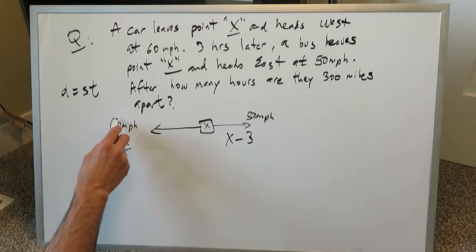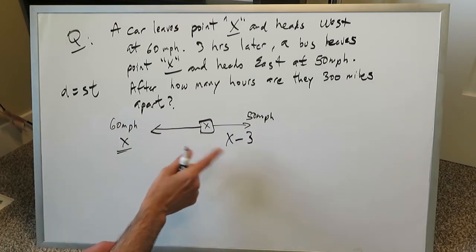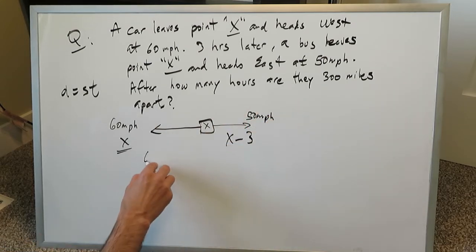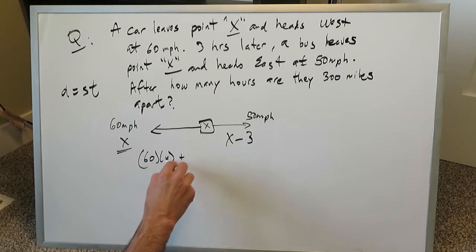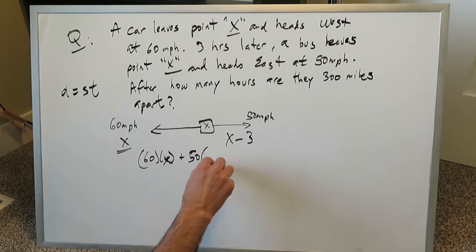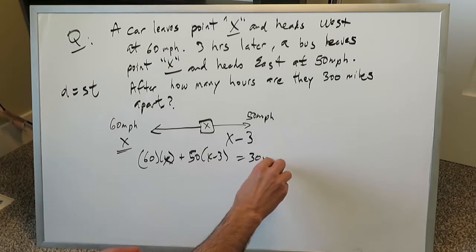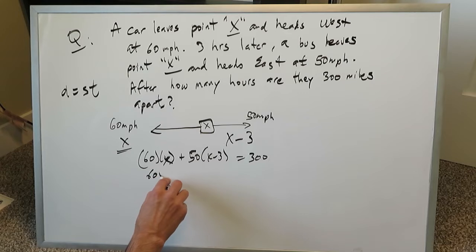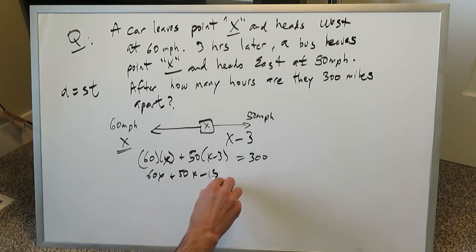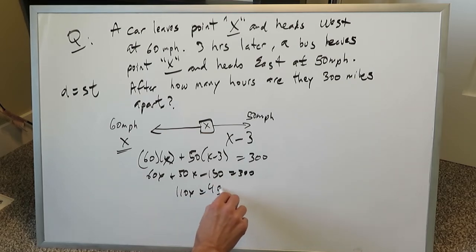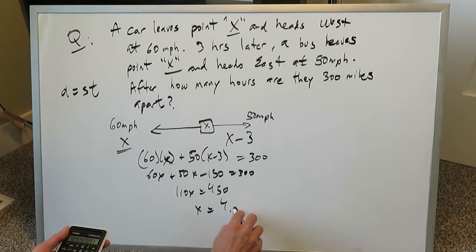How do you go about doing this? Well, you know that this speed and time and this speed and time, because they're going in opposite directions, must add up such that they equal 300. So your equation is 60 times x, this is your car, plus 50 times x minus 3, the relationship of the bus because it left 3 hours later, is equal to 300, and you solve for the x. You have 60x plus 50x minus 150 is equal to 300, and then 110x is equal to 450, and x is equal to 450 divided by 110, you have 4.09.